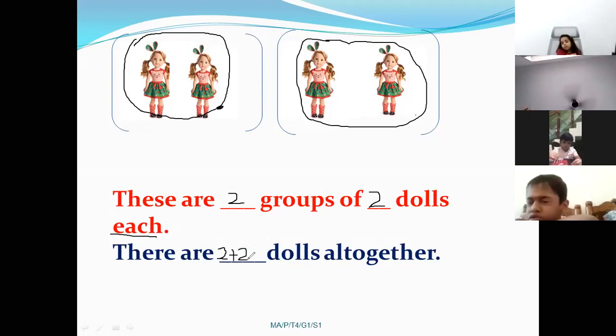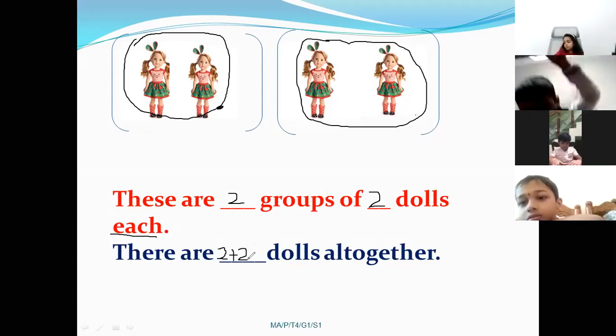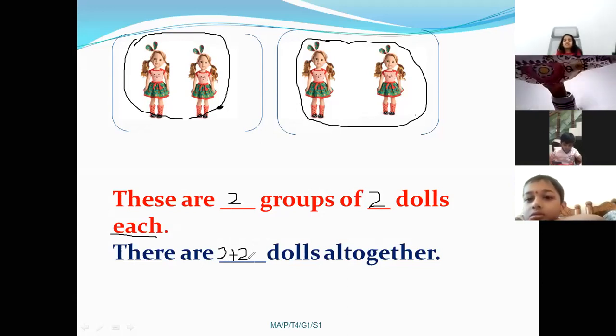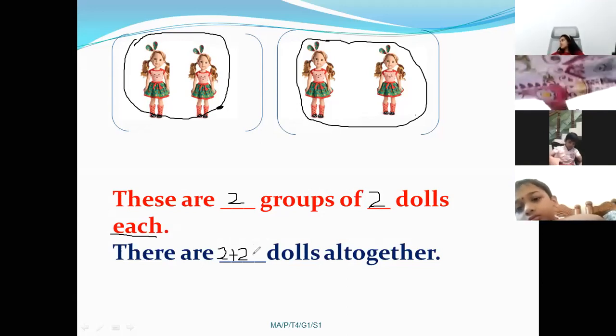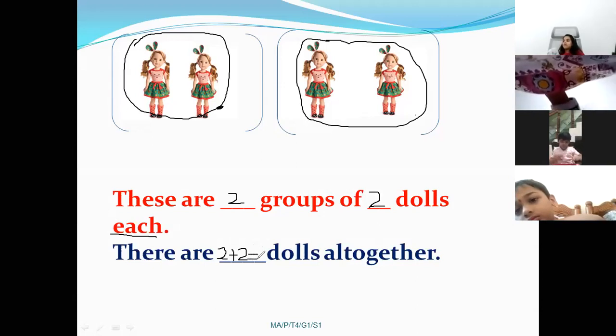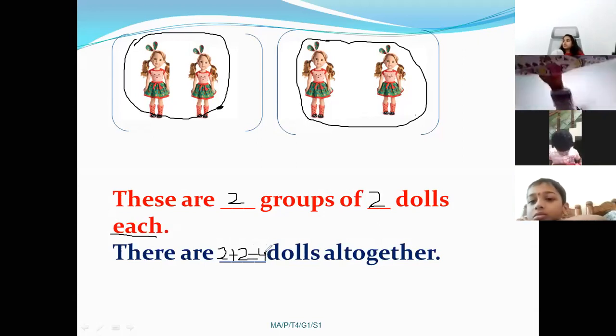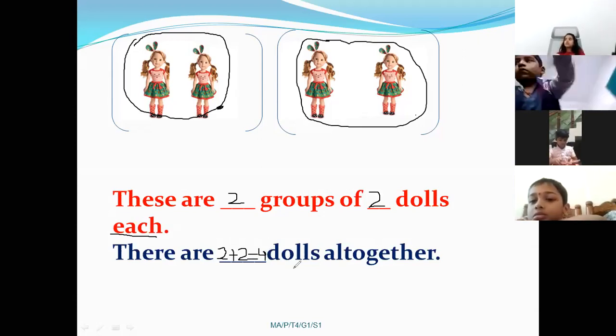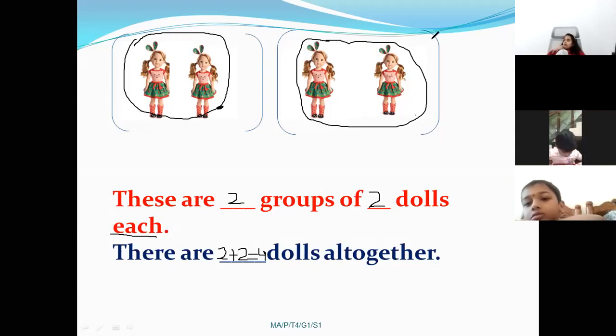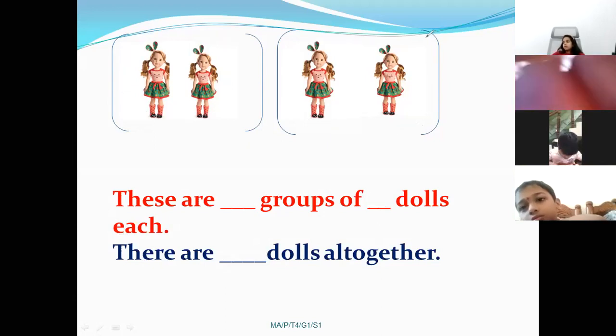Why have we written this 2 here 2 times? Because we have 2 groups. That's why we are repeating this 2 times. Okay. And 2 plus 2 is equal to how much? 2 plus 2 is equal to 4. So this means there are 4 dolls all together. Yes, children, if you have any doubt, then you can ask me, okay? Because this is a new concept for you, right?